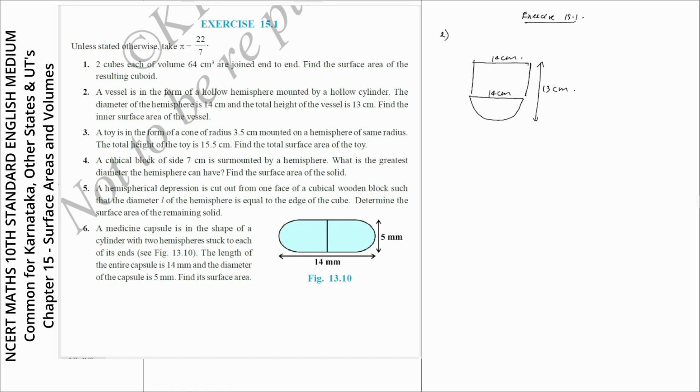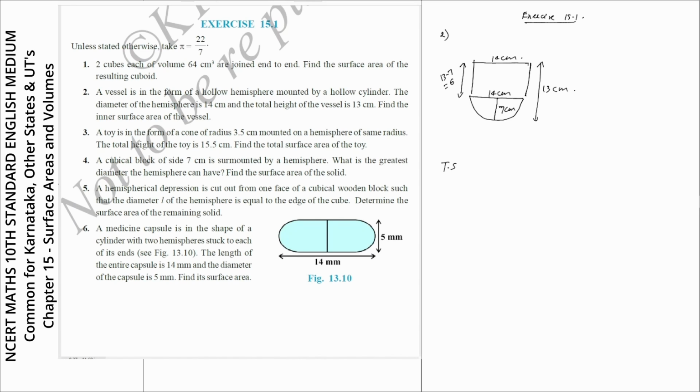Now since the diameter of the hemisphere is 14 centimeter, the height of the hemisphere will be half of the diameter, that is 7 centimeter. And what will be the height of the cylinder? It will be 13 minus 7 is 6. So the height of the cylinder is 6 centimeter.